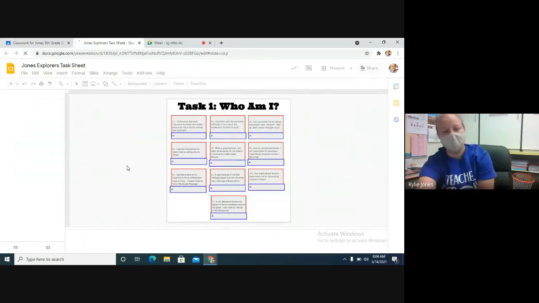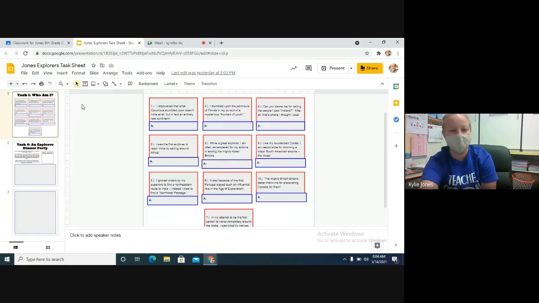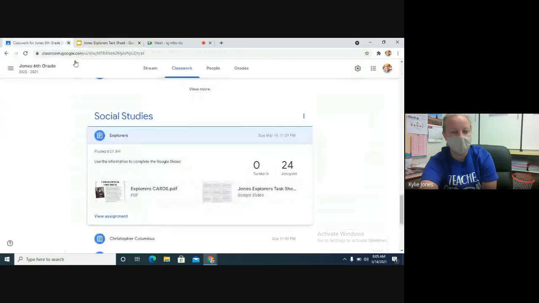There's 10 explorers. So, but we're not going to do all of it. So go ahead and get this. If you let me finish, I will let you know. So, open up the Google Slides, get that zoomed in as you need to. 50 is okay. And then go ahead and open up the PDF as well.